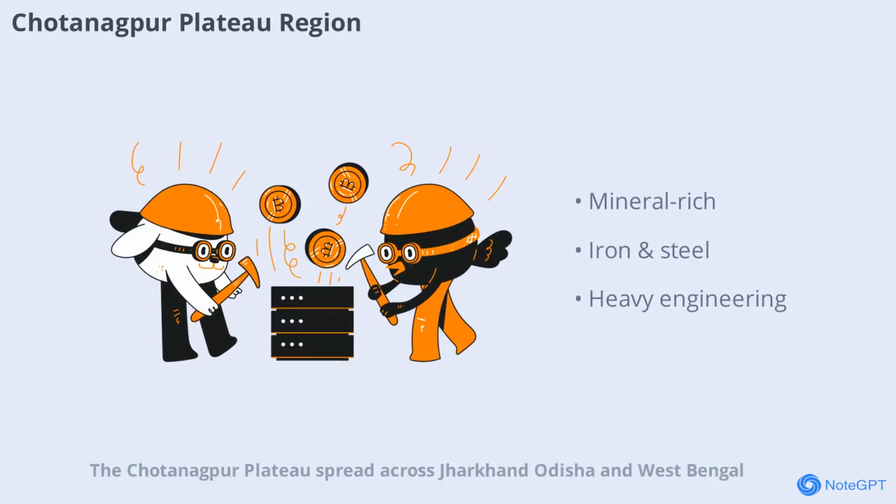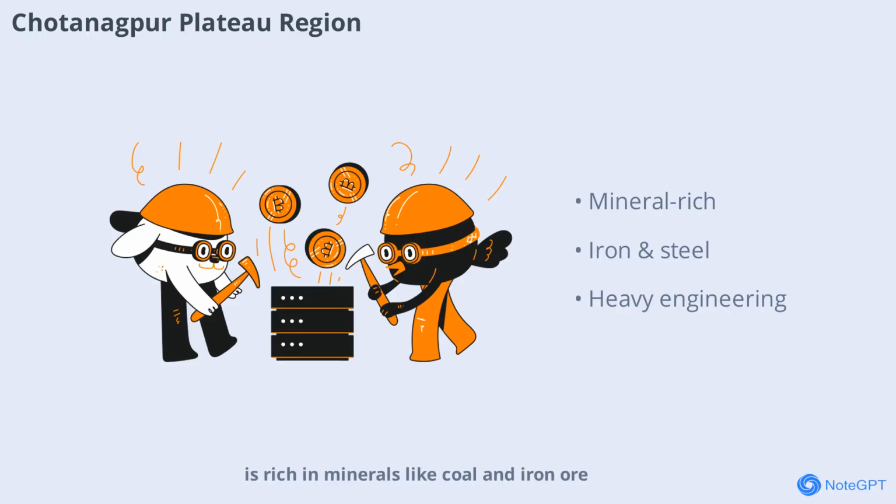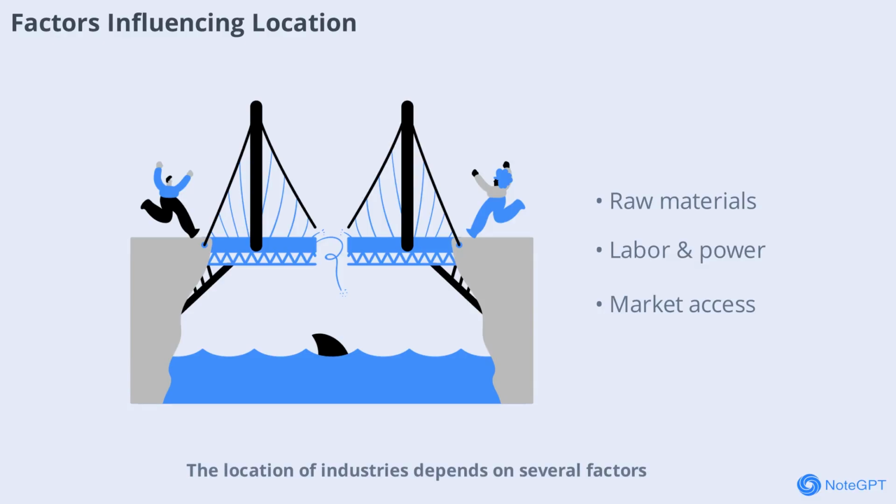The Chotanagpur Plateau, spread across Jharkhand, Odisha, and West Bengal, is rich in minerals like coal and iron ore. This region is a major center for iron and steel, heavy engineering, and mining industries thanks to its abundant mineral resources. The location of industries depends on several factors, including availability of raw materials, skilled labor, power supply, transportation, and proximity to markets. These factors determine the cost of production and the overall success of an industry.